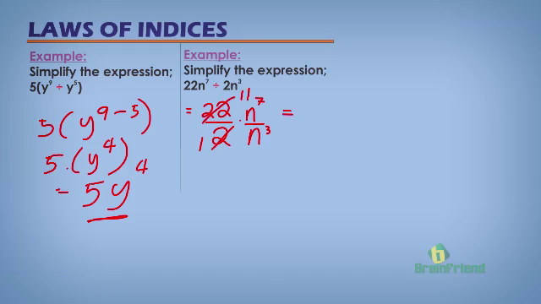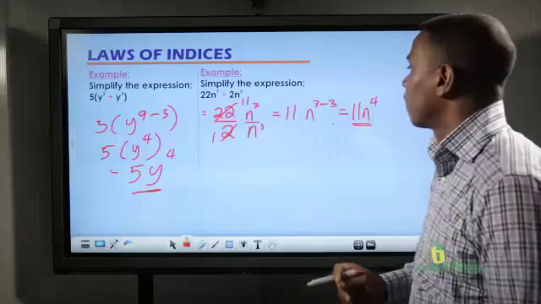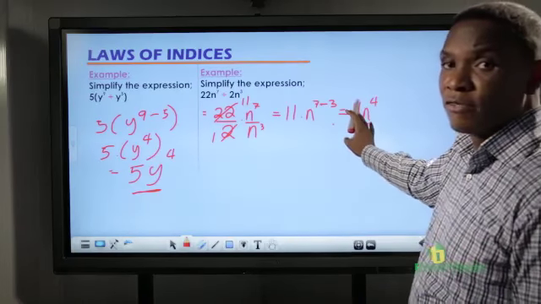So this would give us 11, and our n raised to power 7 divided by n raised to power 3. By our law, this would be 7 minus 3, which would of course give us 11n raised to power 4. Do we understand? Is that clear enough?